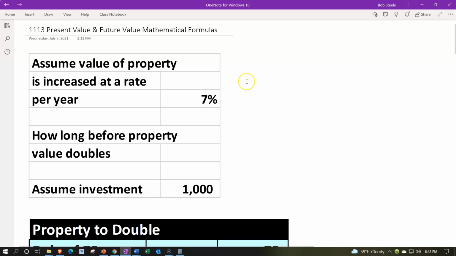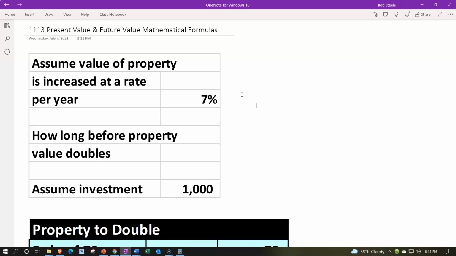Here's our problem up top. We're going to assume the value of property increases at a rate of 7% per year. Usually when we're thinking about property, it could be land, a home, an investment, stock, a CD account, or a savings account. It's going to go up in value. We're assuming it's going to go up by 7% a year. Then we ask ourselves, how long before the property value doubles?